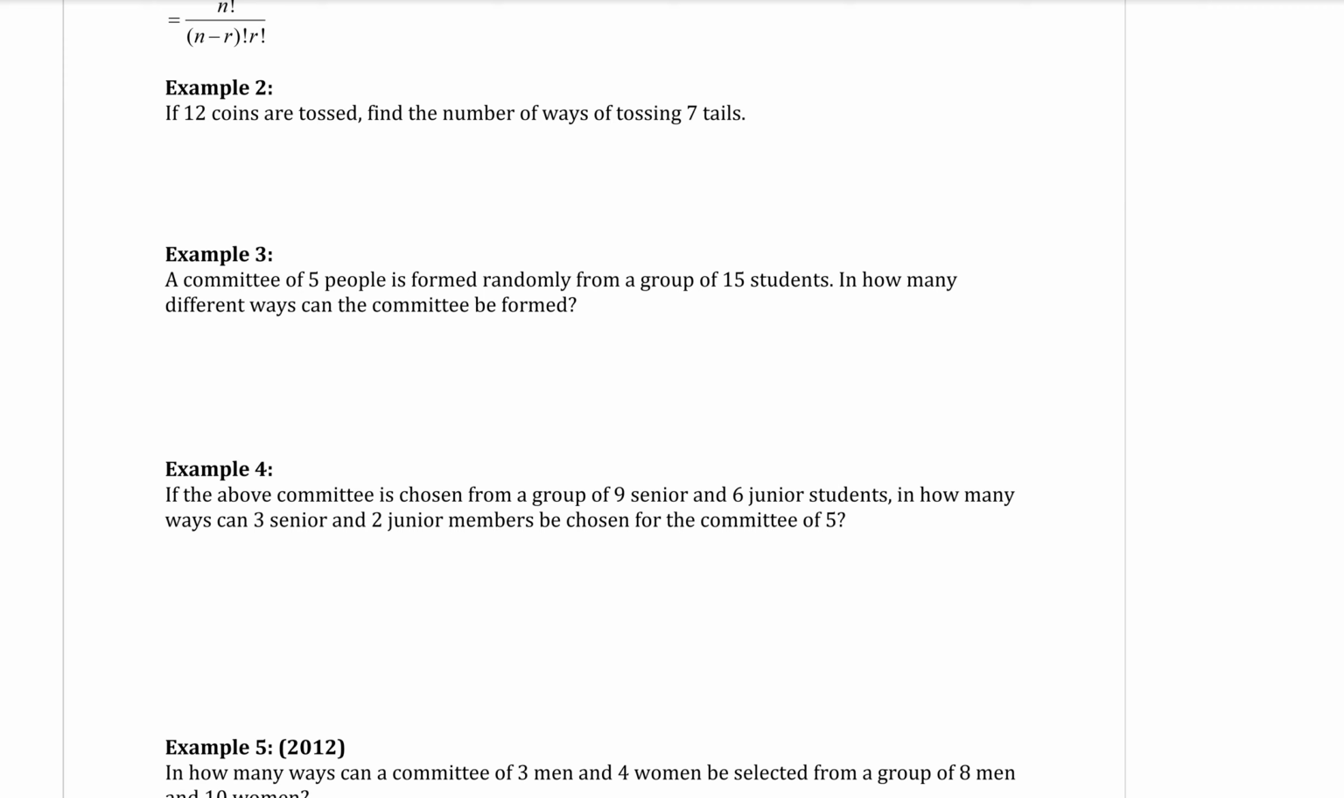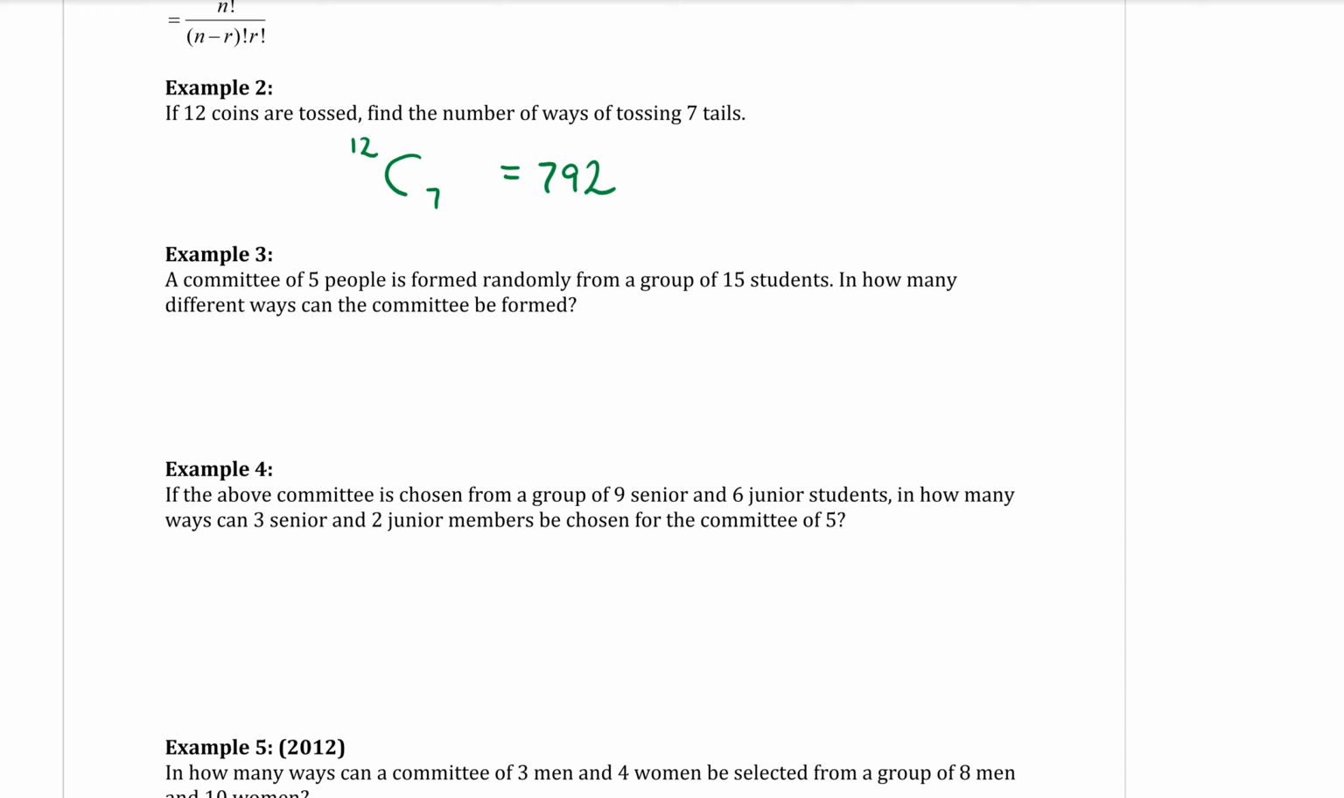All right. Example number 2. If 12 coins are tossed, find the number of ways of tossing 7 tails. Do I have to get 7 tails straight away? Do I have to get 7 tails and then 5 heads? No, I just need 7. Doesn't matter the order that they come in. So the order is not important. It's a combination. I'm going to toss the coins 12 times and I just need to get 7 tails. So 12C7. Order is not important. Okay, so there are 792 ways to get 7 tails.